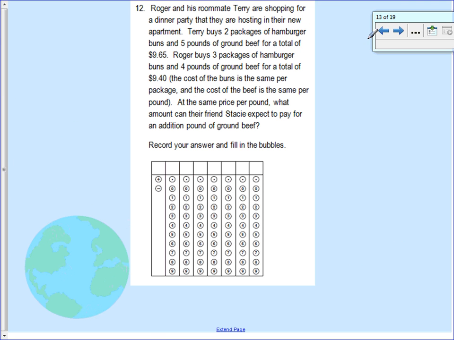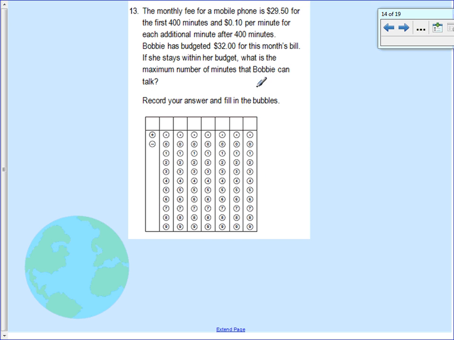Hold on. How are you guys doing on number 12? 1.45. Yeah, that's right. It's $1.45. Another gradable. If you don't understand how we solve this, please see me during advisory or after school today. I'm limited on time. Ready? Yes, ma'am. Number 13.